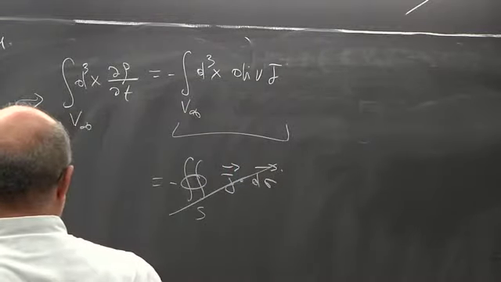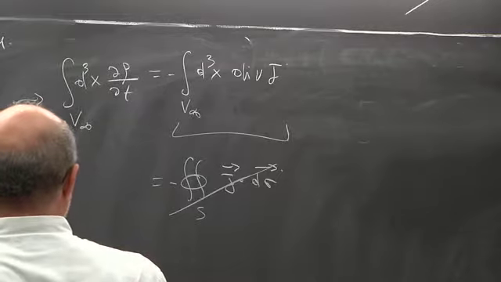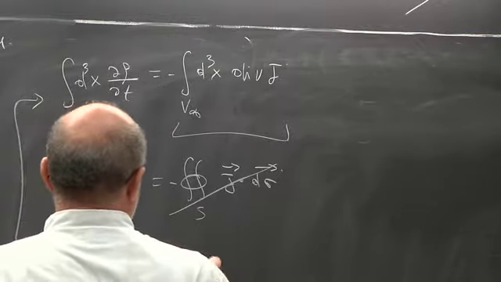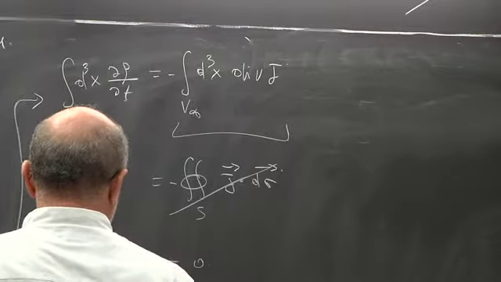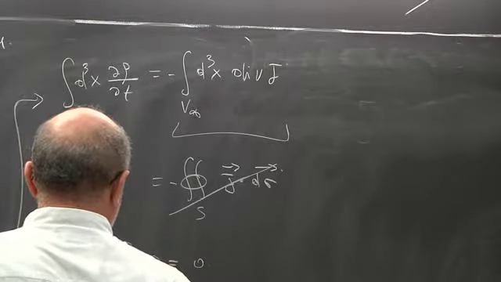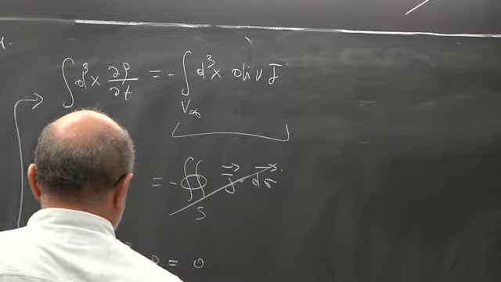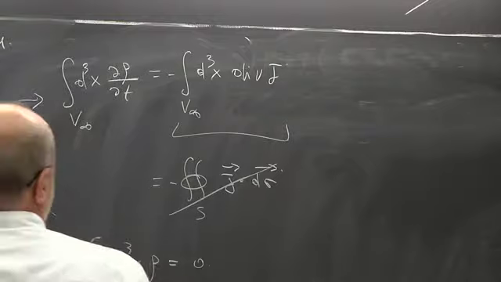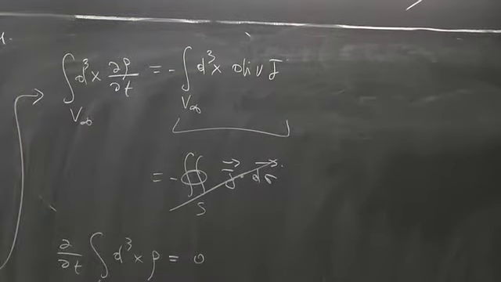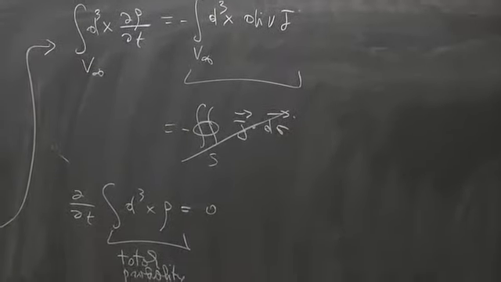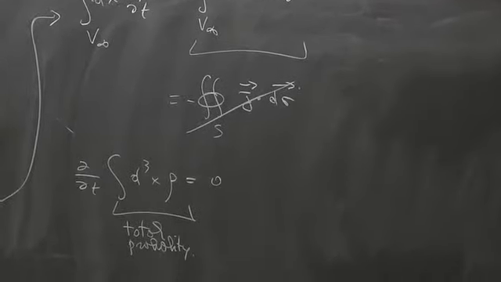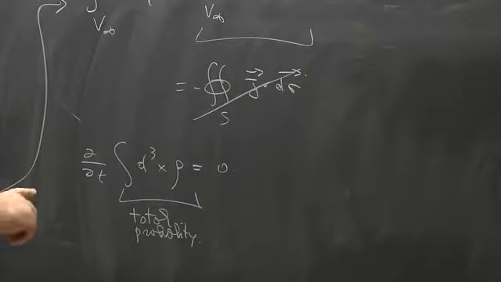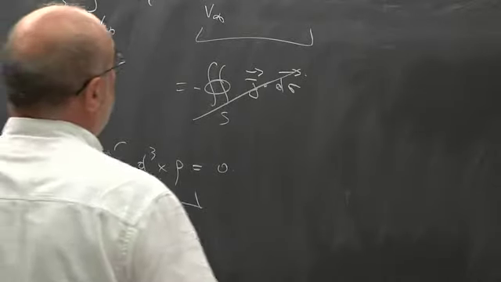And then this object is basically d/dt of the integral of d3x rho equal to 0. So this is the total probability density, sorry, the total probability, and this is conserved. So this is called the continuity equation. And it leads to a conserved quantity, which is the total probability.